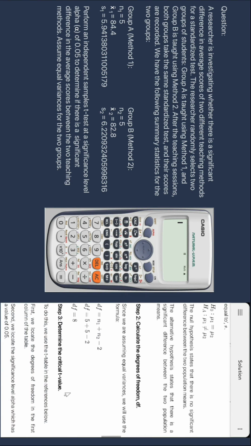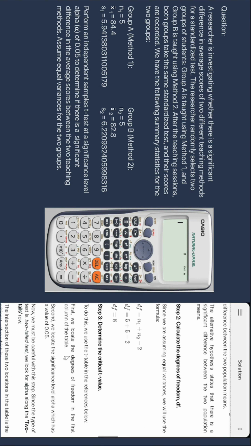For step 2, we calculate the degrees of freedom. In this particular part, we add the two sample sizes and then subtract by 2. So in this case, the degrees of freedom is 5 plus 5 minus 2 is equal to 8. In step 3, we determine the critical t-value.